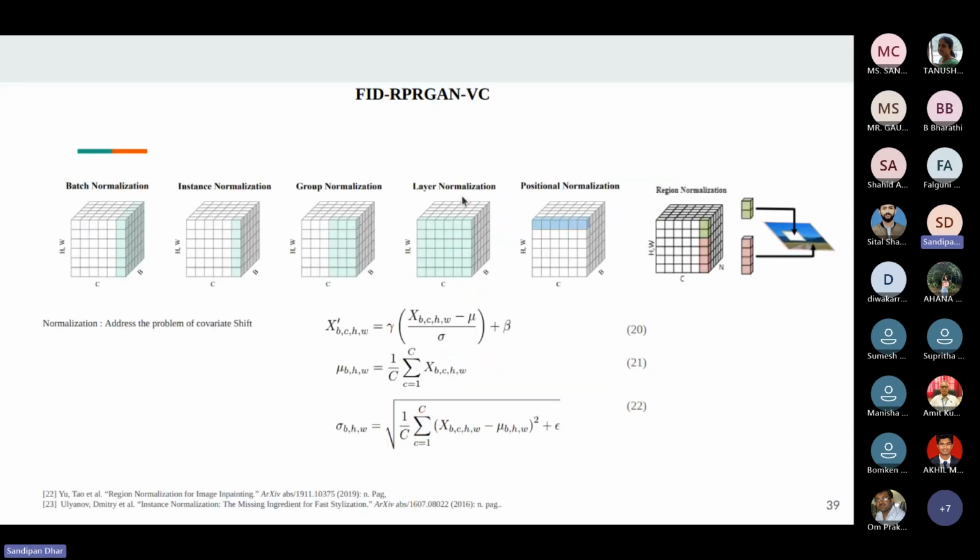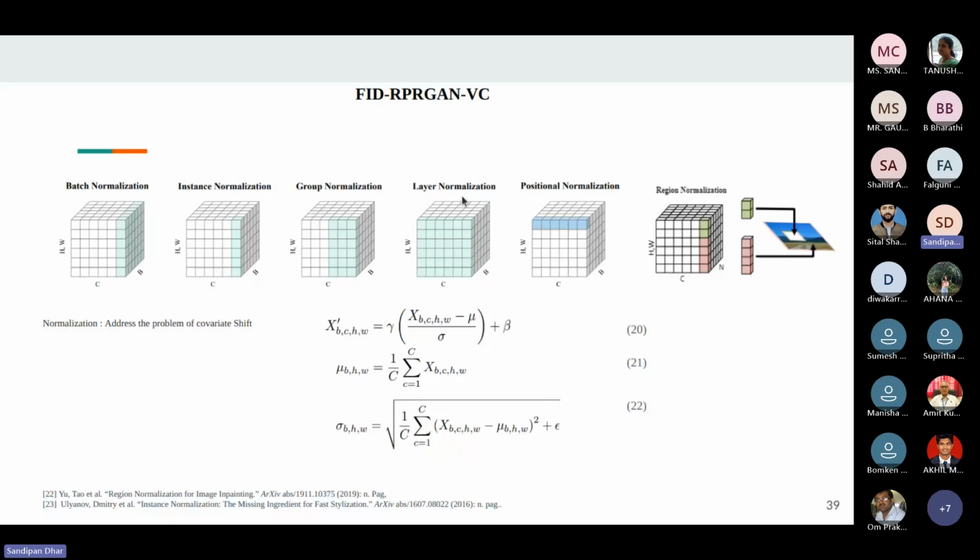So there are some other normalizations. We have actually used a combination of normalization methods: one is position normalization, and one is region normalization. So we group two normalization techniques in our work.